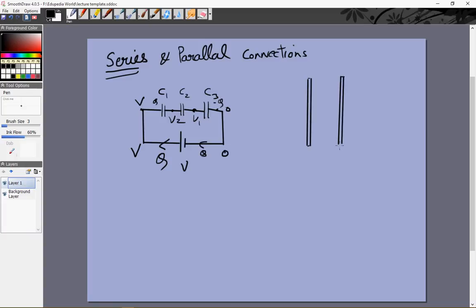So let's say these are the two plates. Right. Now, I give a charge Q to the first plate. Now, what I'll do is, I'll create a Gaussian surface like this. Right. Now, what happens in this case is, the electric field is in this direction. Right. In the horizontal direction, I mean.